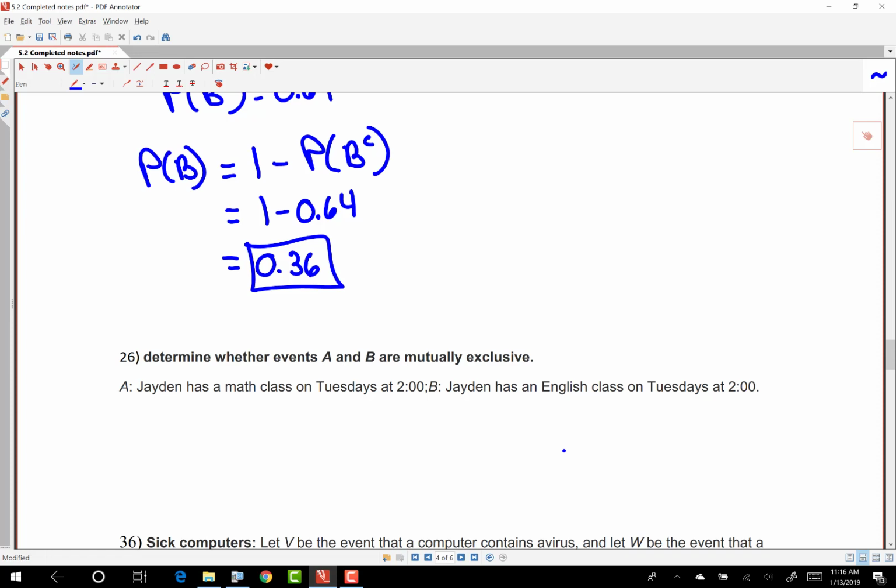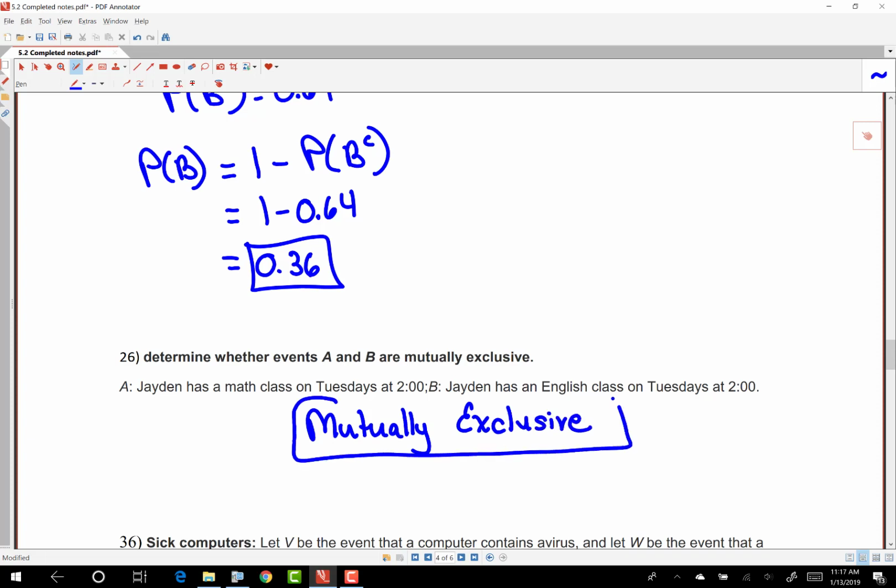So you want to ask yourself, can those two events happen at the same time? Well, not usually. Usually you can only enroll for one class at one time. So these are mutually exclusive. Jaden cannot have a math class at the same time as an English class. So they're mutually exclusive.